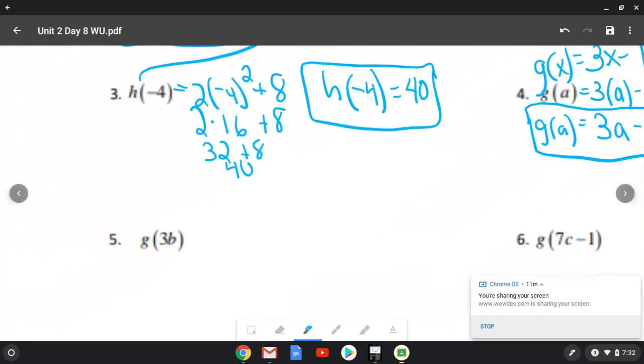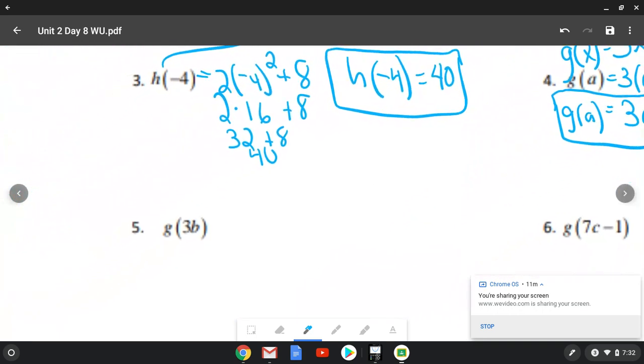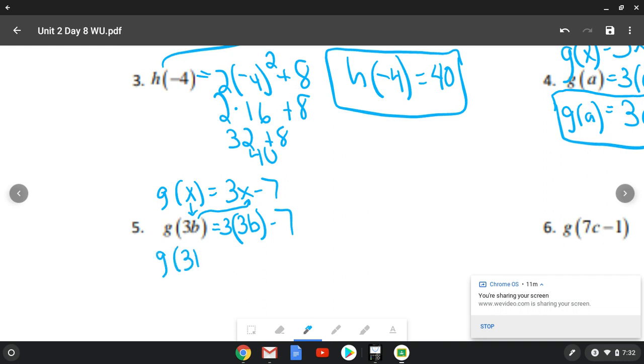Number 5 is the g function as well. So I'm going to rewrite that up above, g of x equals 3x minus 7. So that means we're going to replace this x with this 3b. So I'm going to also take this 3b and plug it in right there. So that'd be 3 times 3b minus 7. And when I multiply the 3 times 3b, that gives me 9b minus 7.